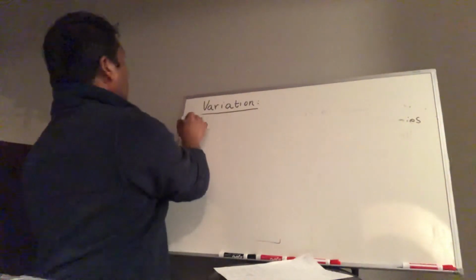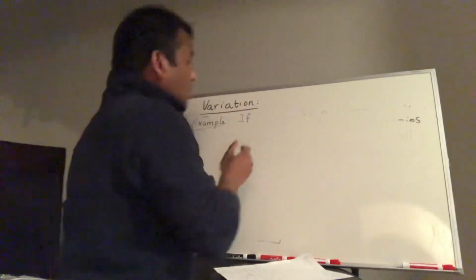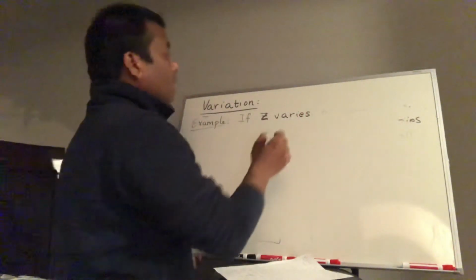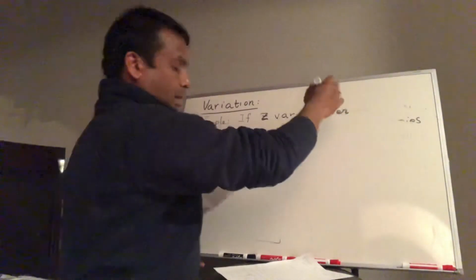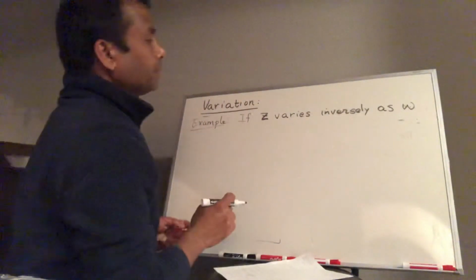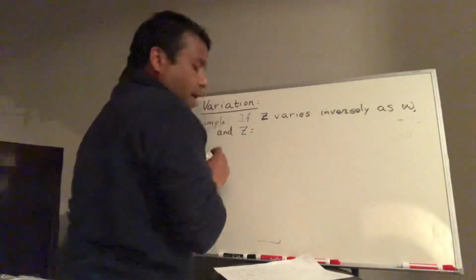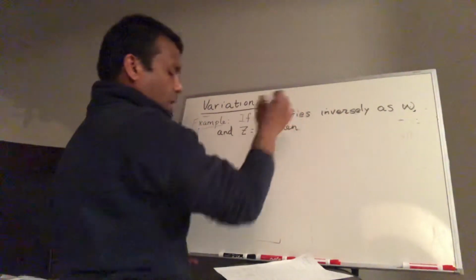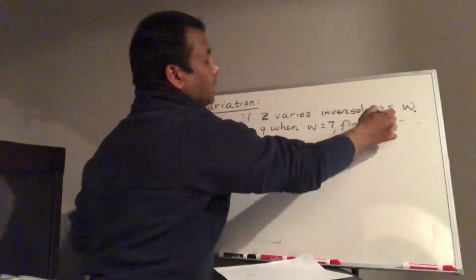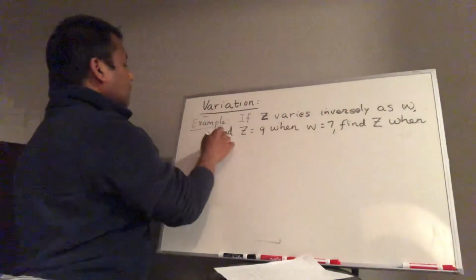If this is an example, okay, if Z varies inversely as W, and Z equals 9 when W equals 7, find Z when W equals 3.